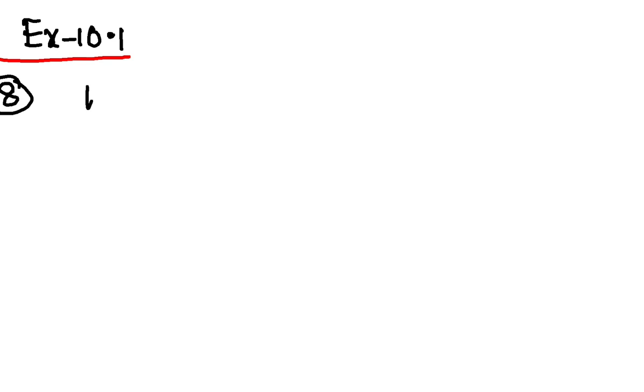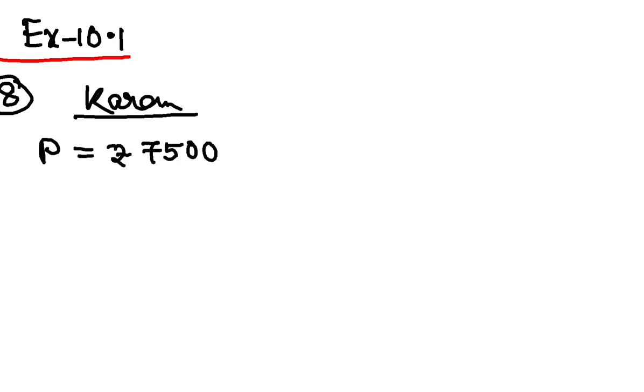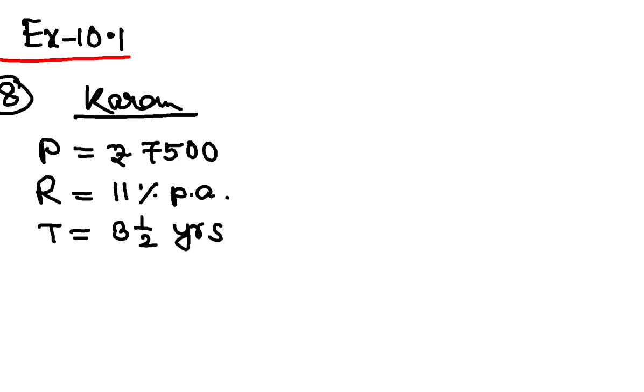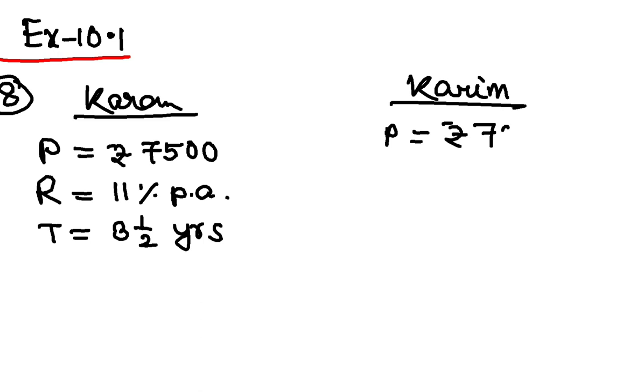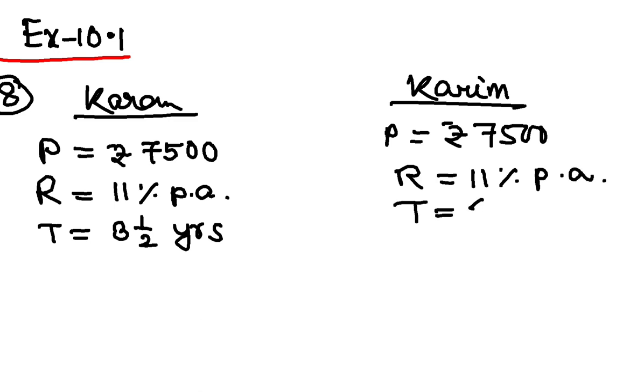So this is the first person. First person is Karan. So he borrowed rupees 7,500 from a friend at a rate of 11% per annum. So rate of interest is 11% per annum. And he returned the money after 3.5 years. Now his friend, Kareem, borrowed the same amount. So for him also principal is 7,500, same rate of interest, 11% per annum, but he returned the money after 4.5 years.